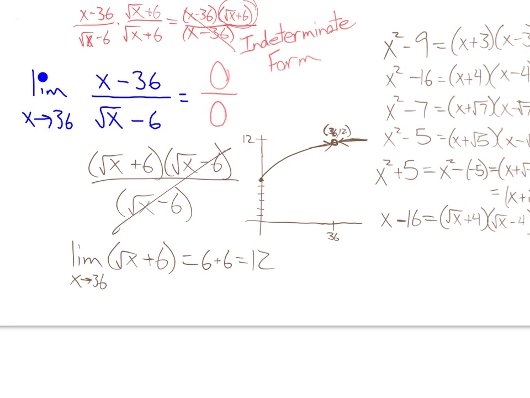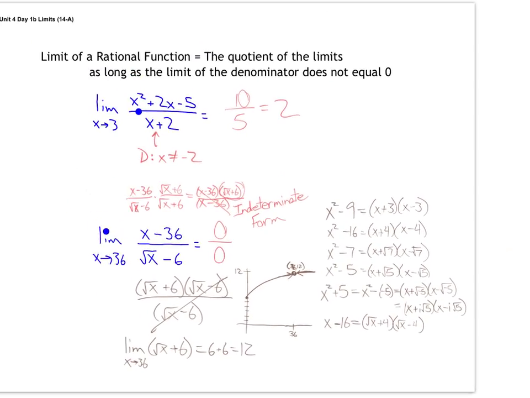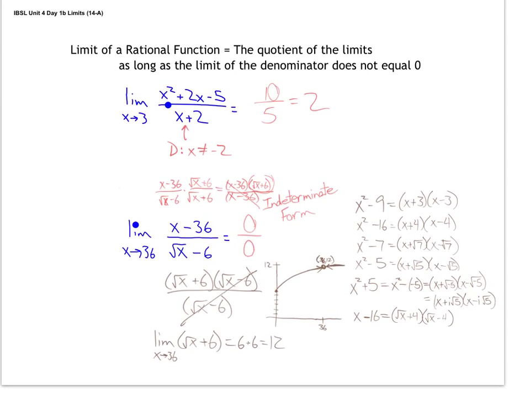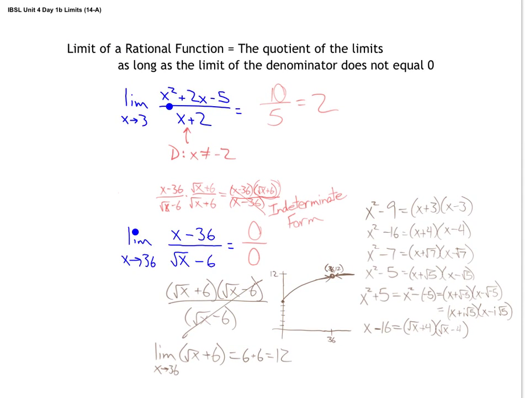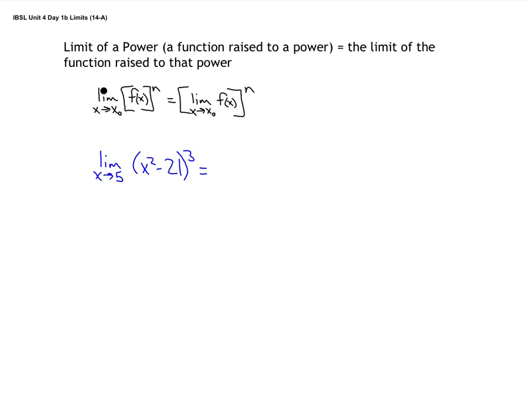All right, so that's our limit of a rational function, okay? Last thing here, we can take a breath. This one is another easier one, okay? If we have a function that's raised to a power, we can simply take the limit of the function and then raise that limit to a power, okay? So the limit of a power is the power of the limit, okay?